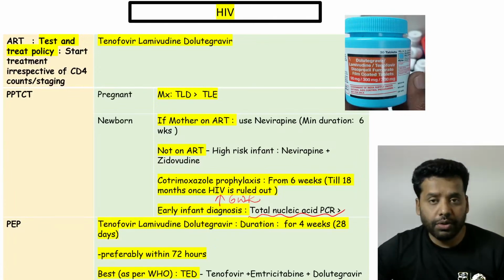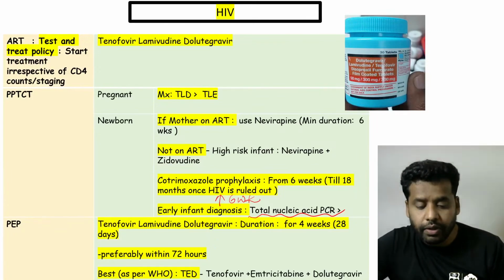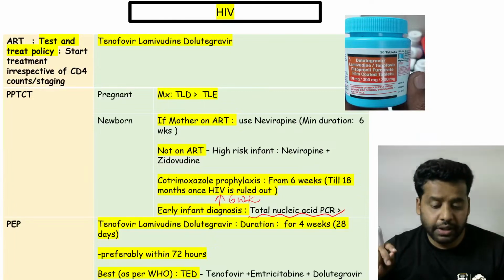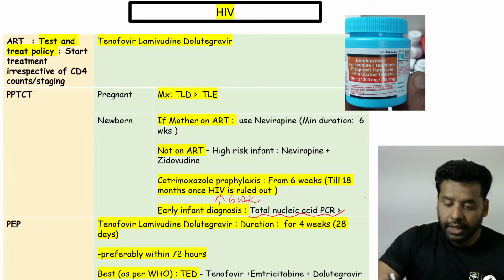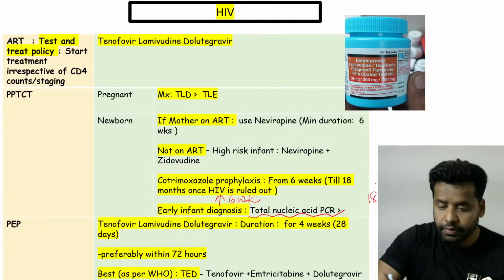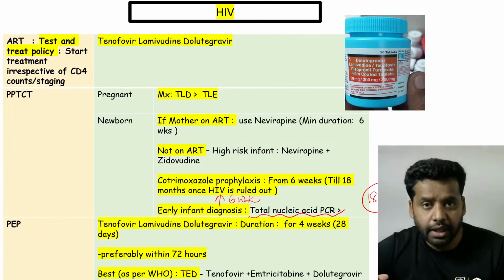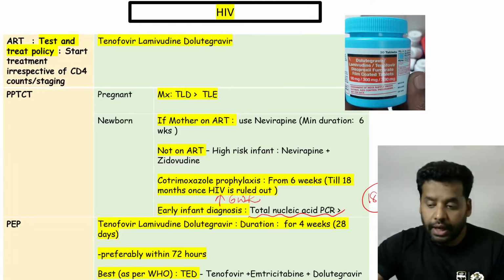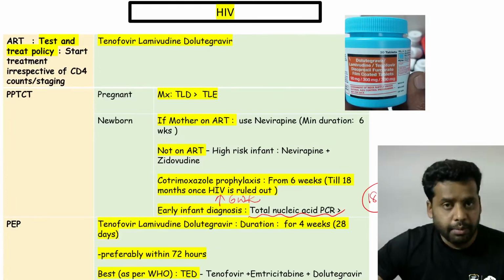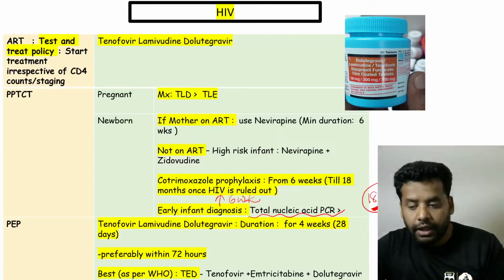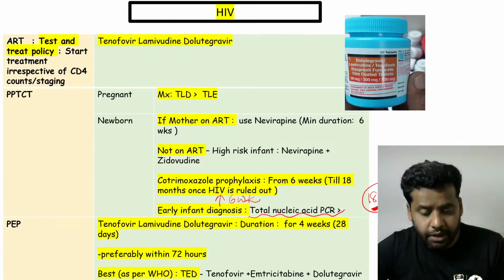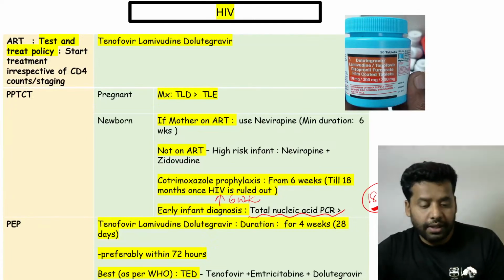Before, DNA was used, RNA was used. Now we are using total, both the components, TNA PCR at 6 weeks. Confirmatory testing is done at 18th month using antibody testing. So now tell me, repeat my words. Yes, correct. Early infant diagnosis is done at 6 weeks using total nucleic acid PCR.